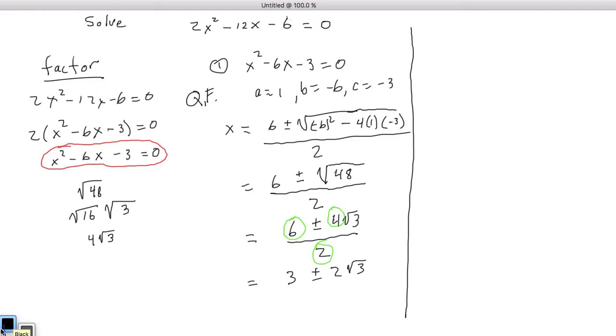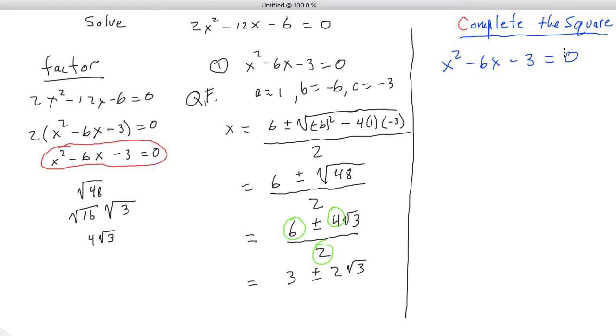All right, so now let's go and solve the same thing using completing the square. Okay, that was weird, because I picked blue, and it didn't change until after I wrote the C. Interesting. Okay, so now we're going to complete the square, solving the same thing over again. So x squared minus 6x minus 3 is equal to 0.